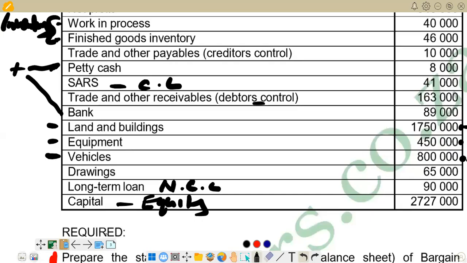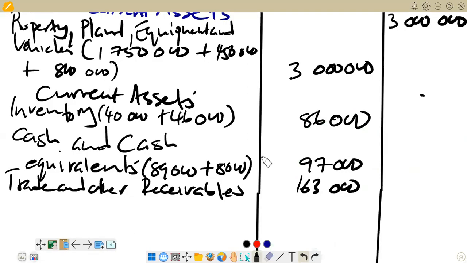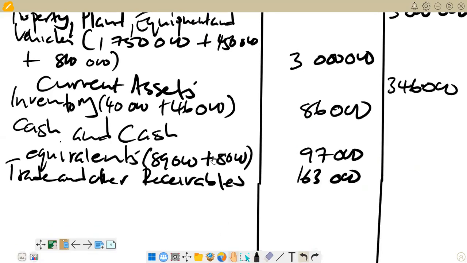We can just go there to add so that we find the total: 86,000 plus 97,000 plus 163,000. So let's try to add. Let's use our calculators there and find out the correct total. According to my calculations, the total that we have there is 346,000. So the total will come on the last column. This is what we have for current assets.